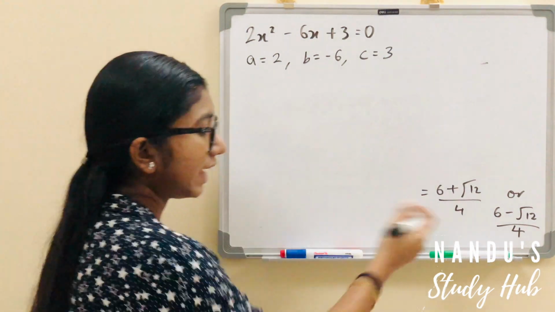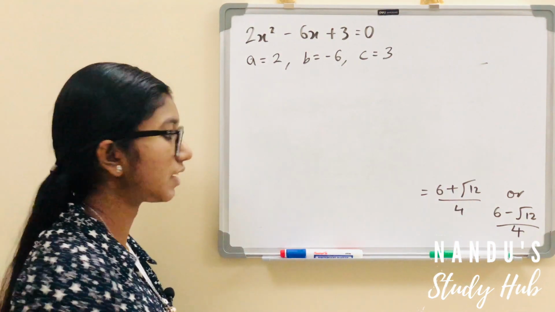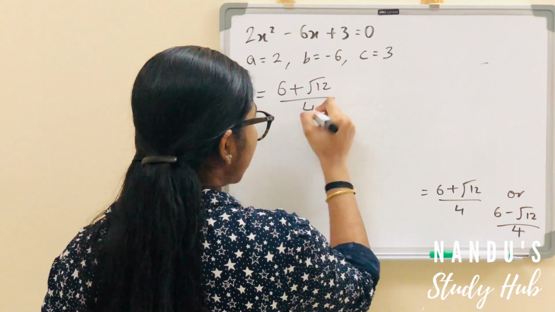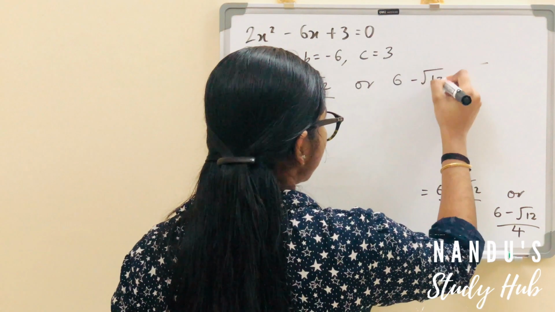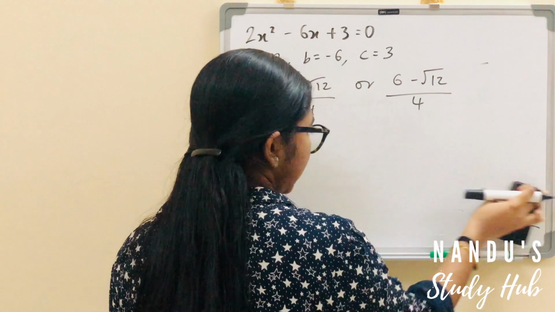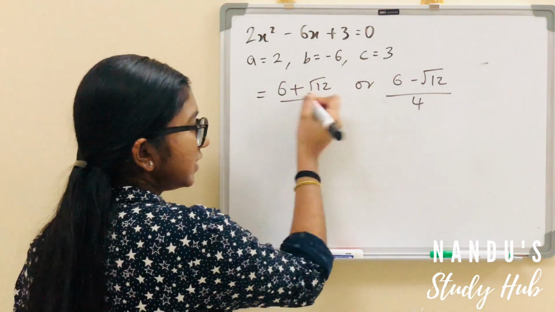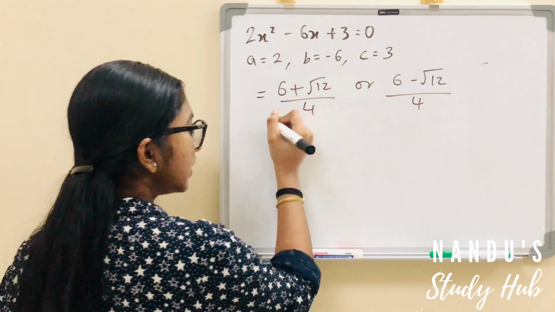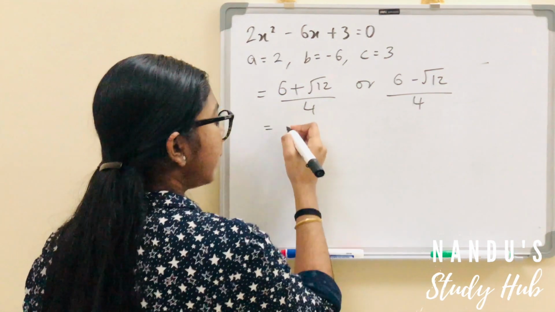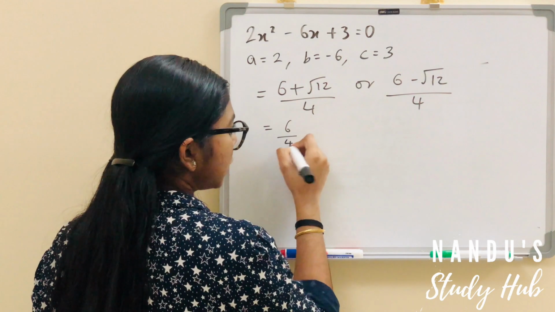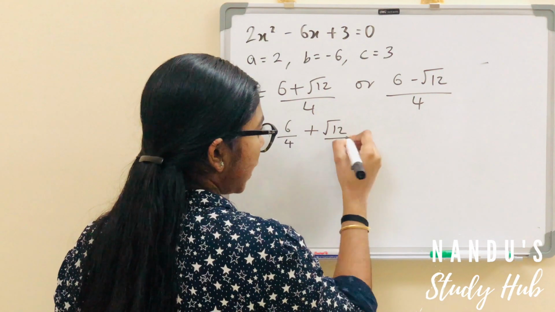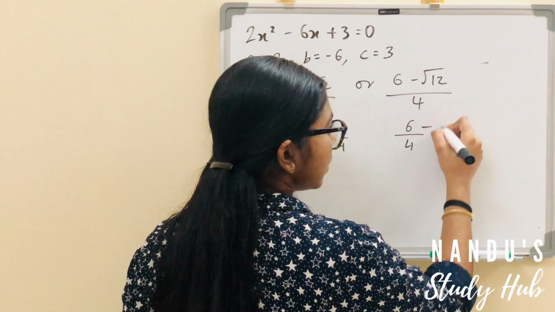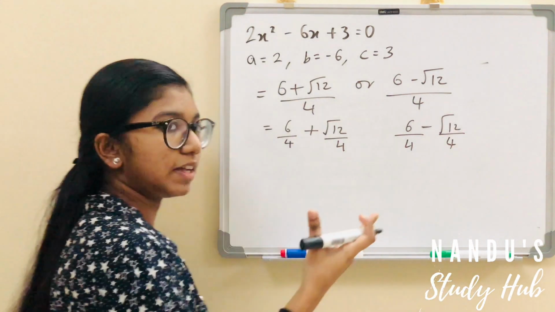So again we can simplify these numbers. If I write (6 plus root 12) by 4, or (6 minus root 12) by 4, this actually means that you're going to divide 4 into both of the numbers. Even if you can't add them together, we can split it up, like 6 by 4 plus root 12 by 4. Similarly, 6 by 4 minus root 12 by 4, split it up into 2.